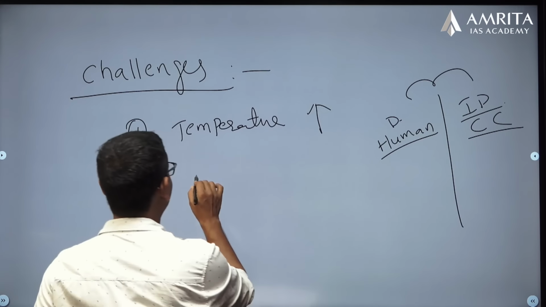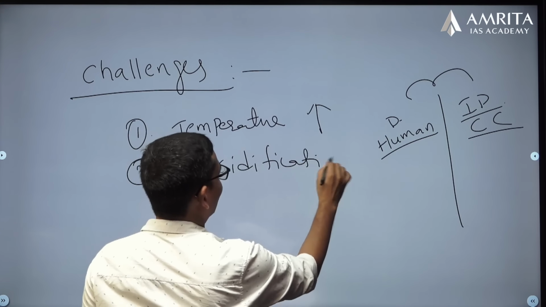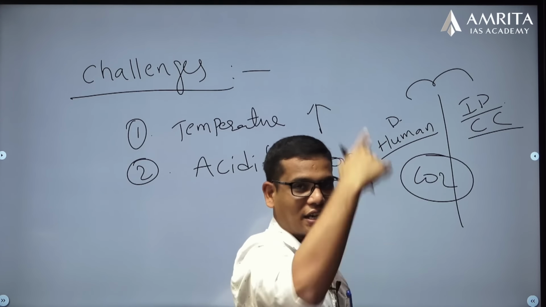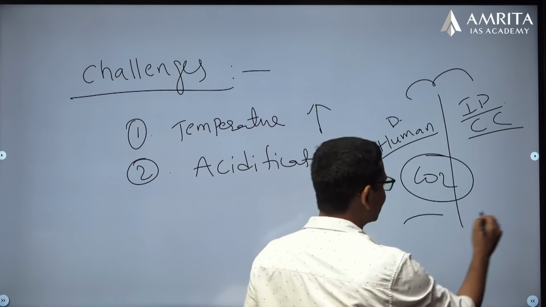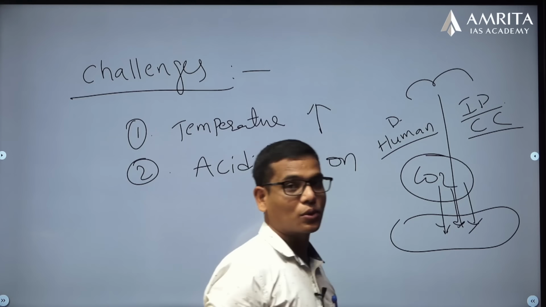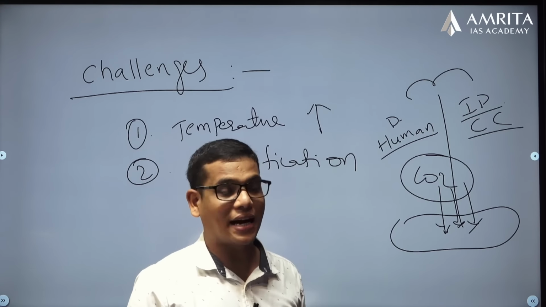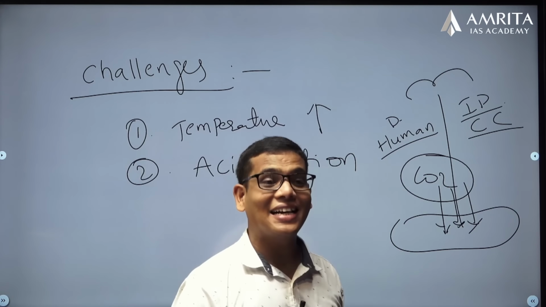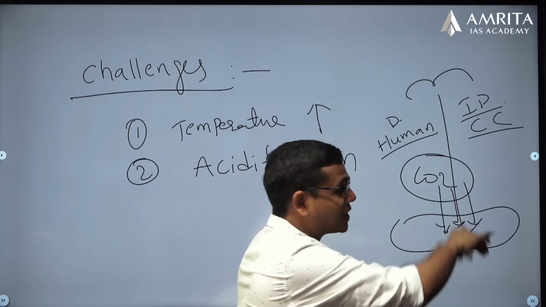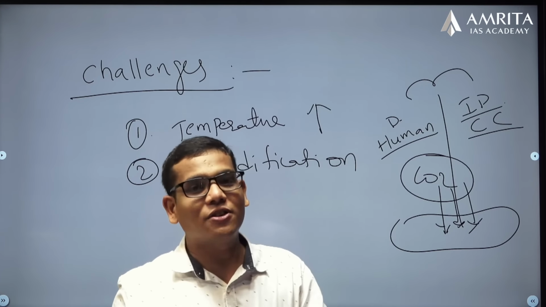Next, ocean acidification. When CO2 is released into the atmosphere, oceans will also absorb some CO2, and with that it will form carbonic acid. Though carbonic acid is a weak acid, it accumulates over a period of time, and definitely it will reduce the pH level of the water.